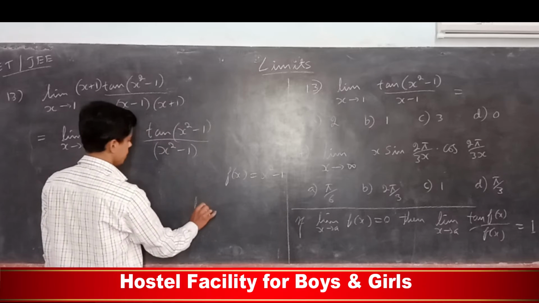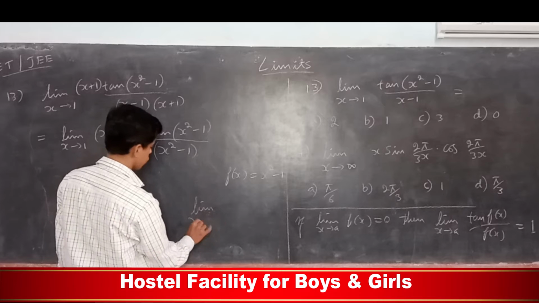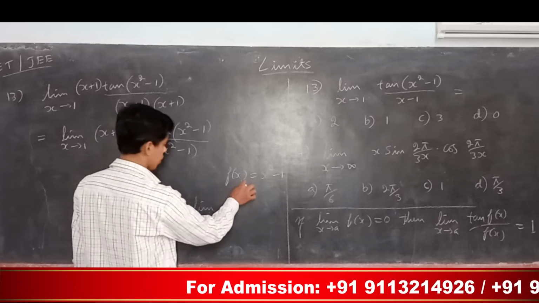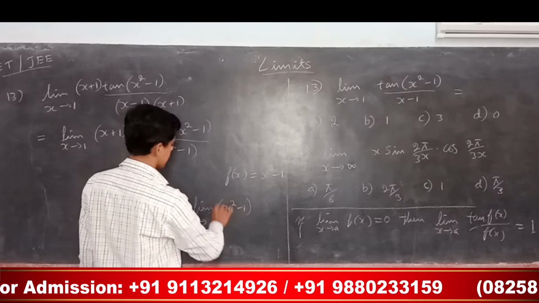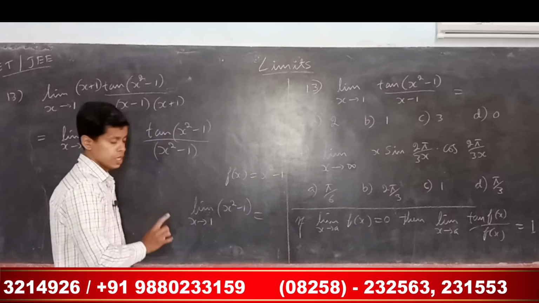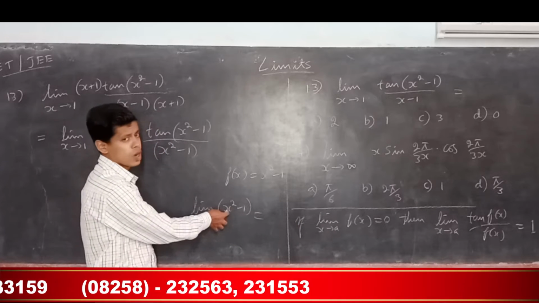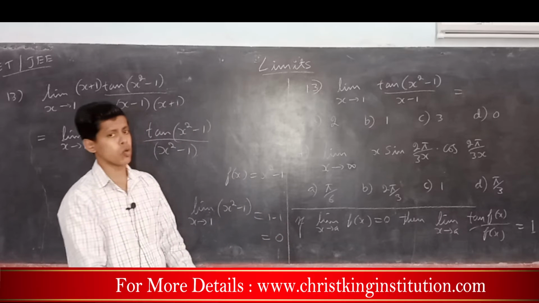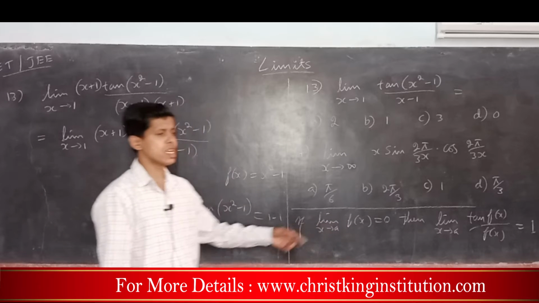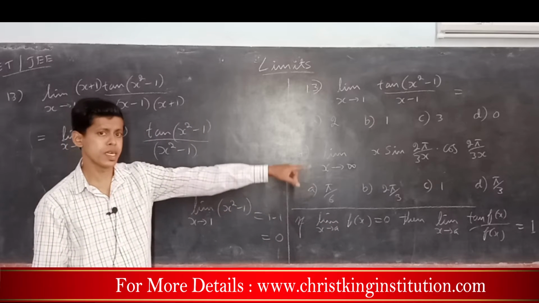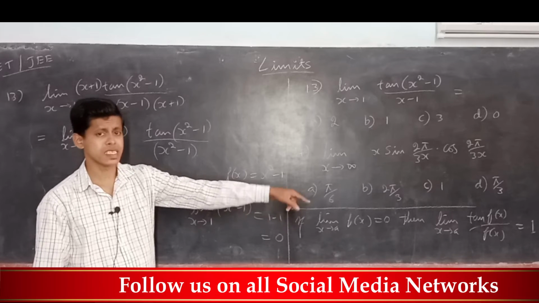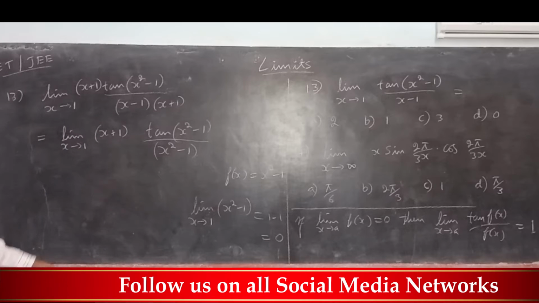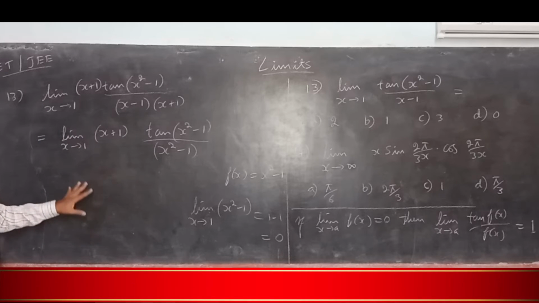So, when limit x tends to, what is a now? a is 1, so 1. What about f of x? f of x is x square minus 1. Now, when x tends to 1, that is 1 square, which is 1. So, it is 1 minus 1, that means you get 0. So, this condition is satisfied. So, if this condition is satisfied, then the answer of the limit of tan f of x by f of x when x tends to a will be 1. Alright. So, that will be 1. Well, I hope you understood that.